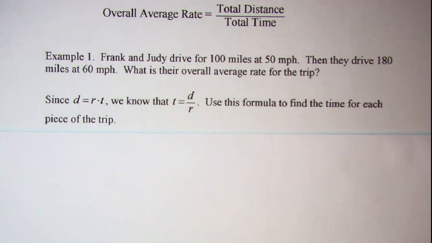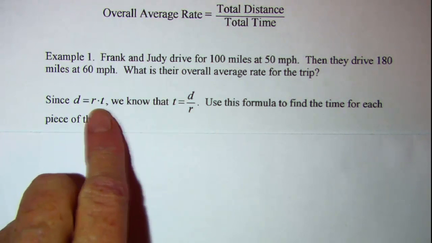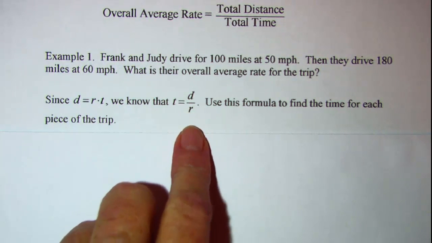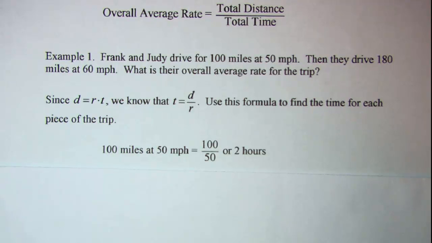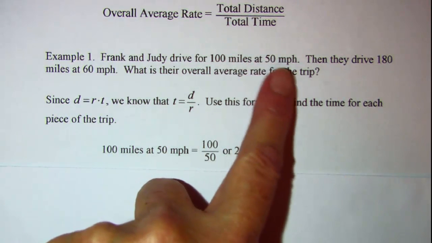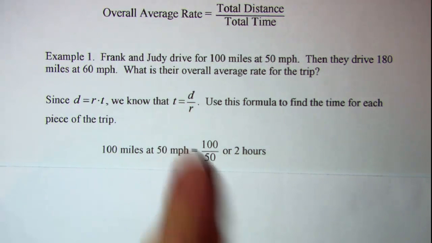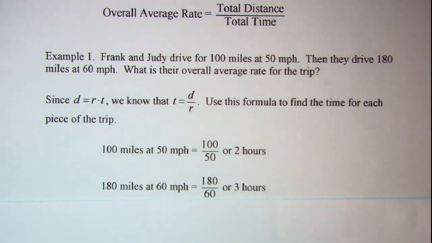Since distance is equal to rate times time, we can solve for t by dividing both sides by r, and we get time is equal to distance divided by rate. Use this formula to find the time for each piece of the trip. So the first piece of the trip, 100 miles at 50 miles per hour, using this formula, t equals distance divided by rate, we get the time for that piece of the trip is 2 hours. The second piece of the trip, 180 miles divided by 60 miles per hour, gives us 3 hours for that part of the trip.